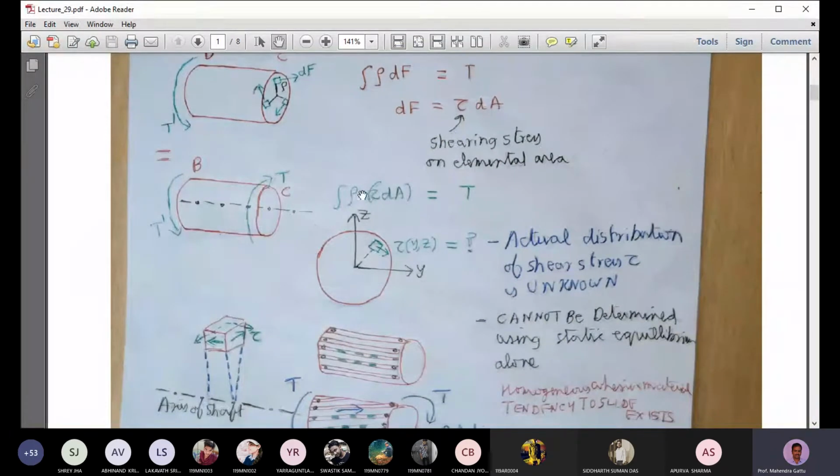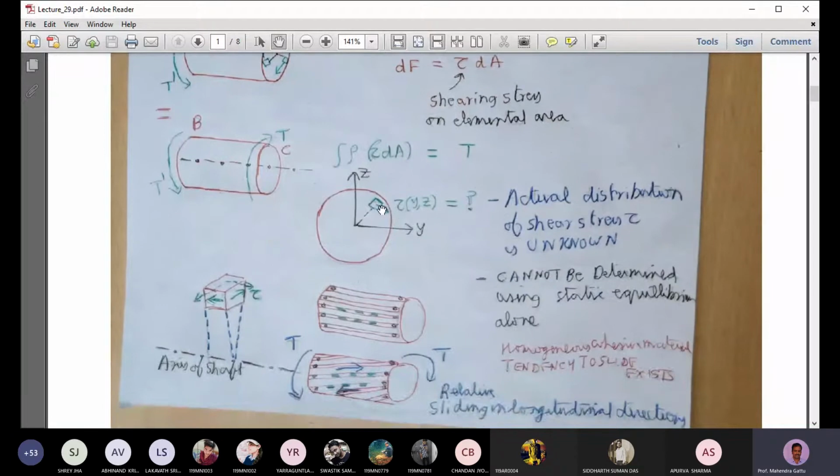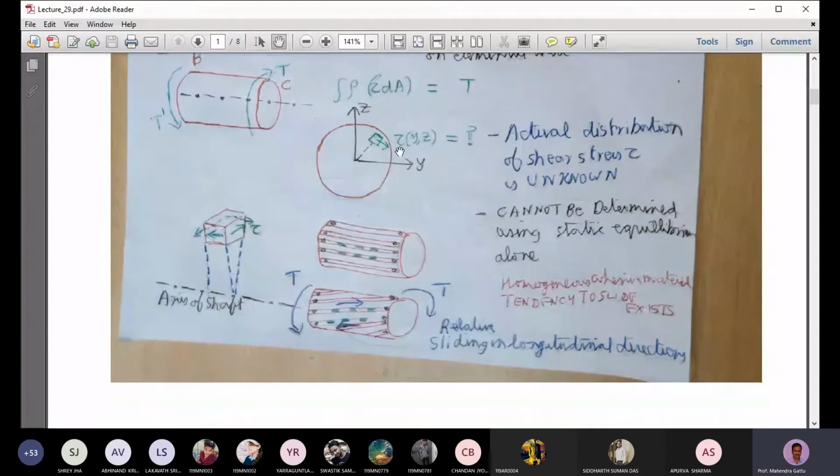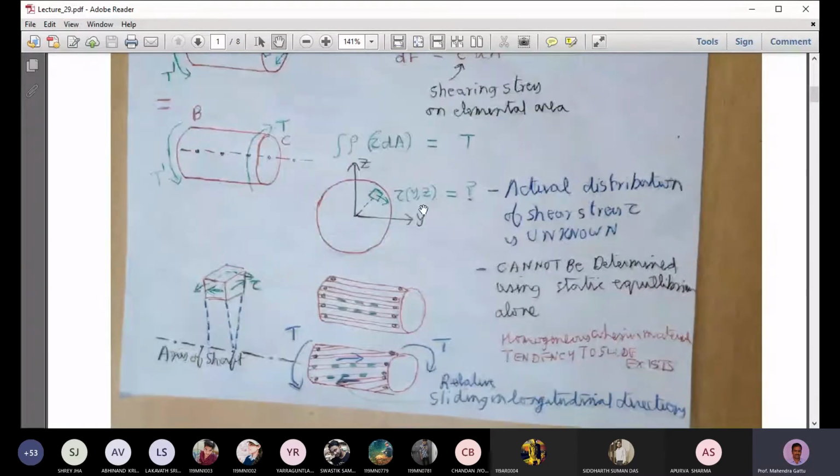We don't know the shear stress distribution over the cross section, although we know that the total torque produced by the shear stress is T. So we don't know tau as a function of y and z, or of r and theta, for that elemental area. Using only equilibrium equations, we cannot know that.